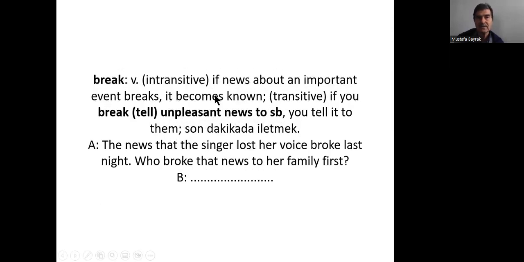Break means if news about an important event breaks, it becomes known. If you break or tell unpleasant news to somebody, you tell it to them. Okay. The news that the singer lost her voice broke last night. Who broke that news to her family first? Murat broke that news to her family first. Yes. As the second meaning, tell. Break means tell unpleasant news to somebody.